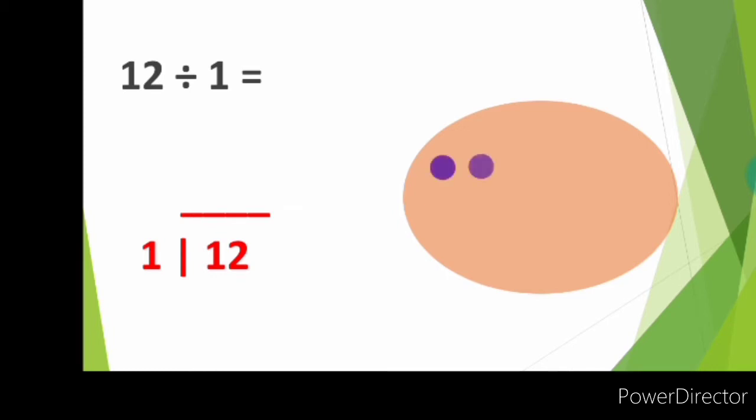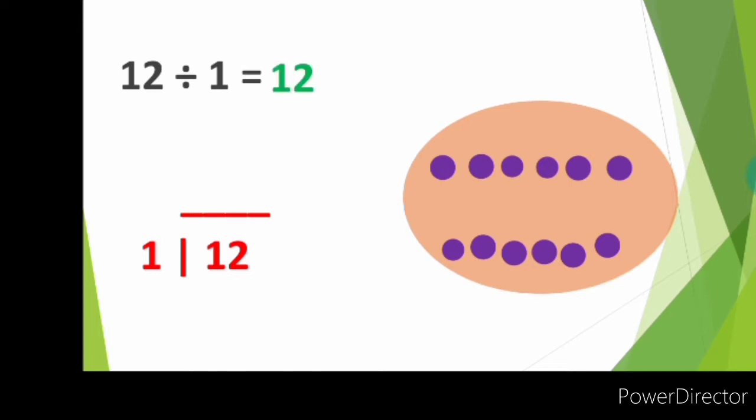1, 2, 3, 4, 5, 6, 7, 8, 9, 10, 11, 12. How many does this one group have? This one group has 12 things. So what does that tell us? When you divide 12 by 1, you get what? 12. 12 divided by 1 is 12.